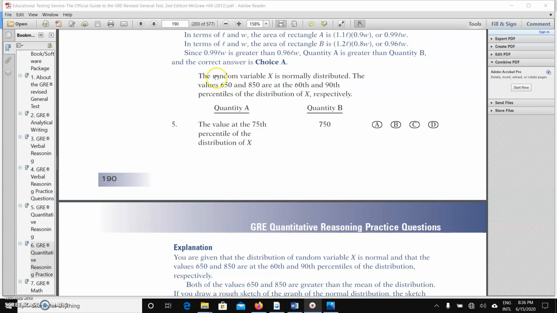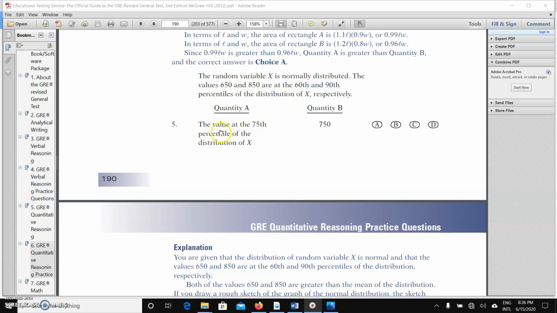So this is an example of the question we use what I just explained to solve. Look at the question. The random variable x is normally distributed. Normally distributed means that it has a bell shape like this. The values 650 and 850 are at the 60th and 90th percentile of the distribution of x respectively. And the value at the 75th percentile of the distribution of x is 750.